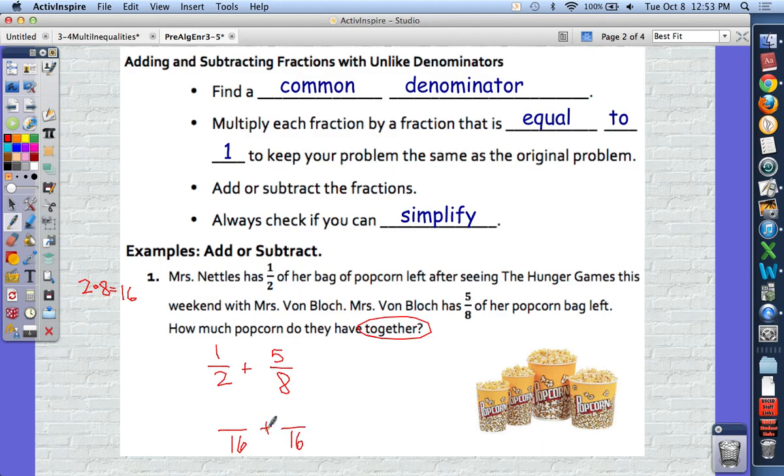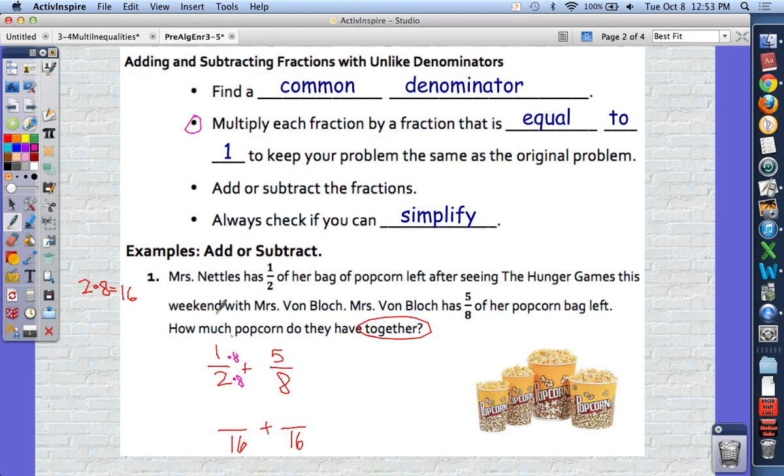So now you have to figure out, well, what did I do to 2 to get 16? To get 2 to become 16, I multiplied it by 8. This is the step here. We're going to multiply by a fraction that is equal to 1. Because if we multiply anything by 1, it keeps it the same. So if you're going to multiply the bottom by 8, you actually have to multiply the top by 8 too.